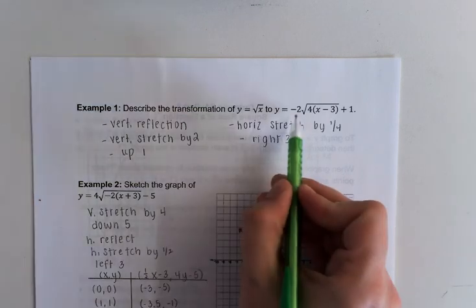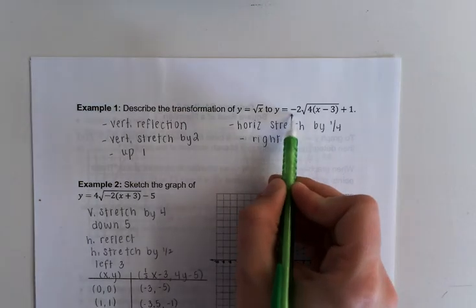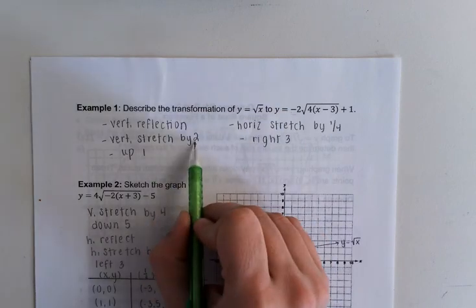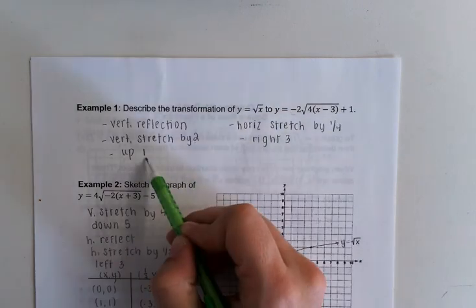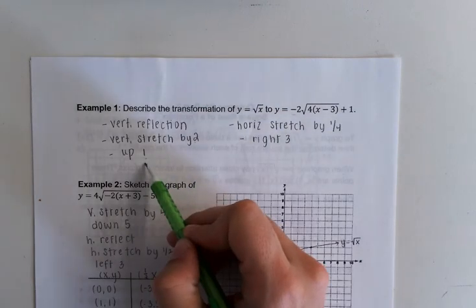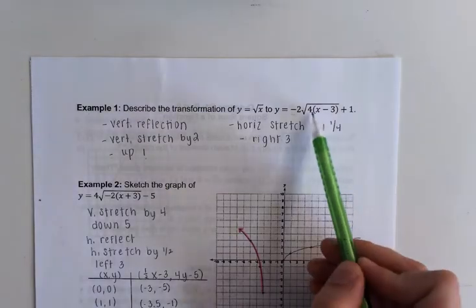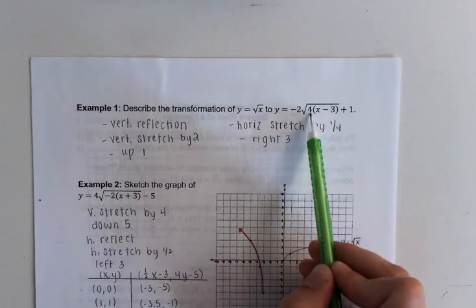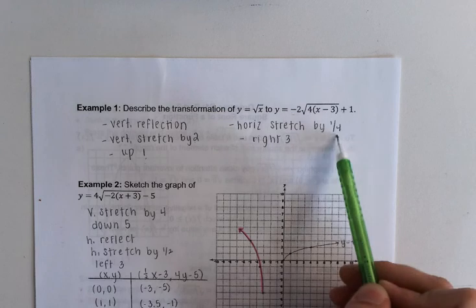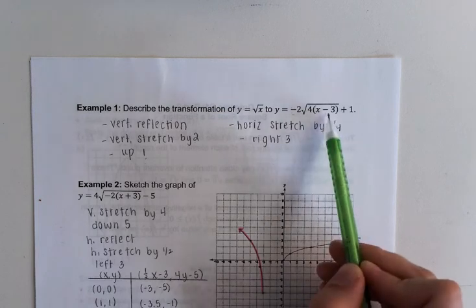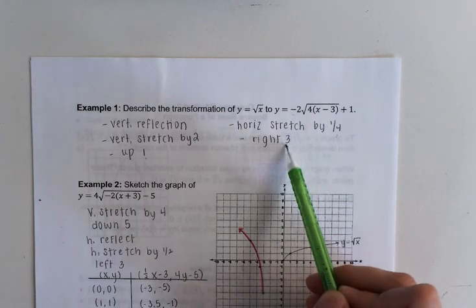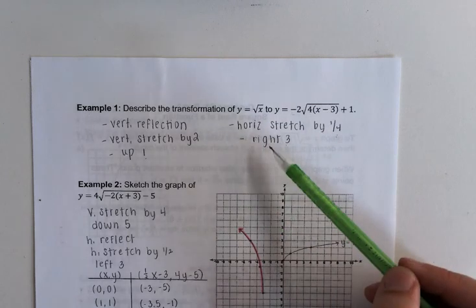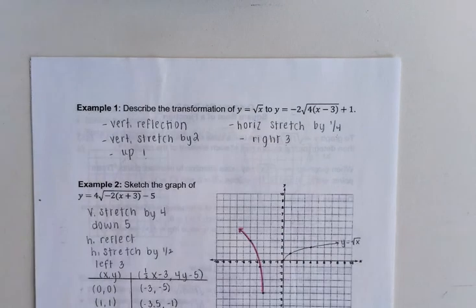The A value is -2. That means I have a vertical reflection, a vertical stretch by 2, and this plus 1 means up 1. Those are all my vertical transformations. Horizontally, inside the bracket, I have a horizontal stretch by, remember, 1/4, because it's always going to be the opposite, and I'm moving to the right by 3. So you could take that basic radical graph and do these transformations to it to get your new function.